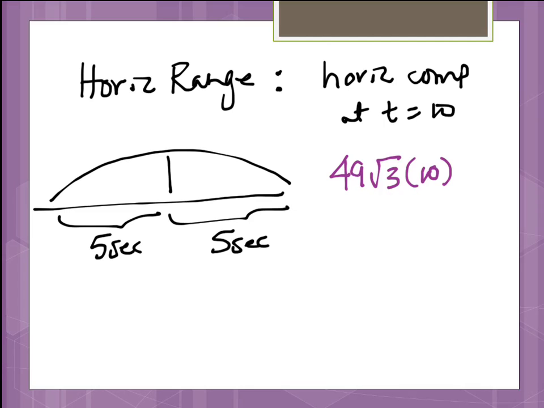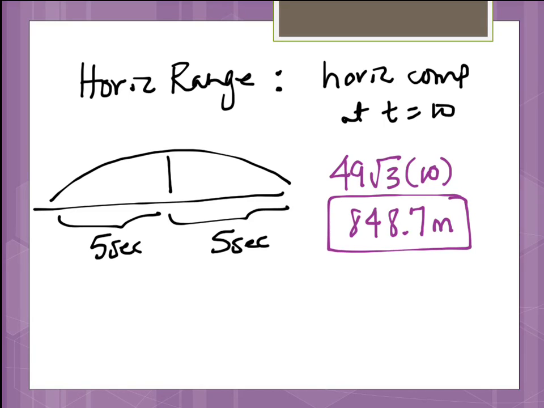Can you give it to me with decimals instead? If we're dealing with an actual distance, it makes more sense to give the answer in decimal expression at the very end. 848.7. Okay. Meters. So the horizontal distance that we're going to cover, the horizontal range, is 848.7 meters.